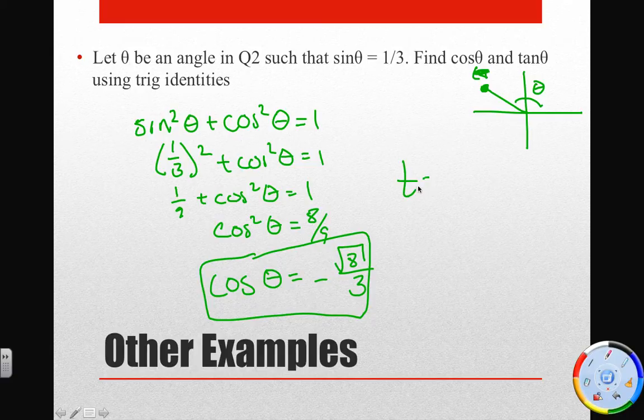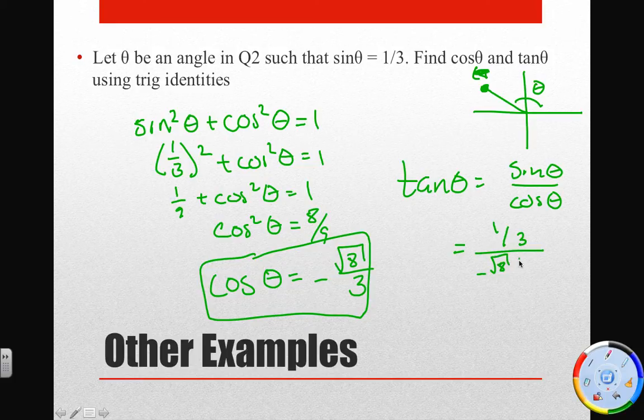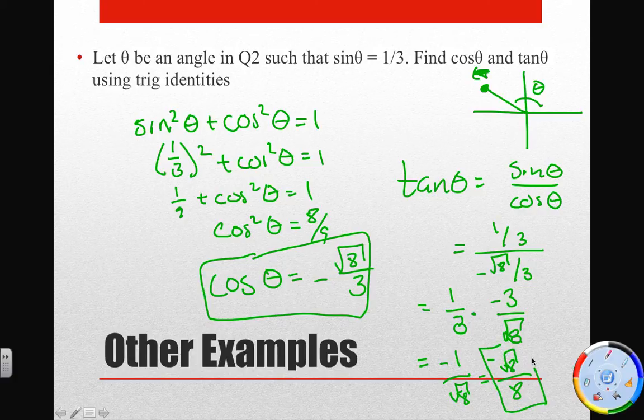And then in order to find tangent, I know tangent is sine over cosine. And so I can say it's 1 over 3 divided by negative radical 8 divided by 3, which is actually 1 over 3 times negative 3 over radical 8, right? Multiplying by the reciprocal. The 3's cancel. I get negative 1 over square root of 8, which is actually negative square root of 8 over 8. Right? Because tangent is negative in quadrant 2, as is cosine, where sine is positive.